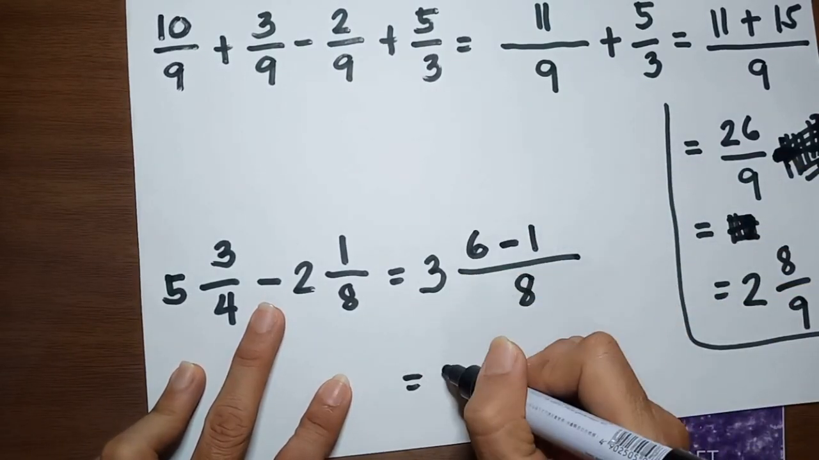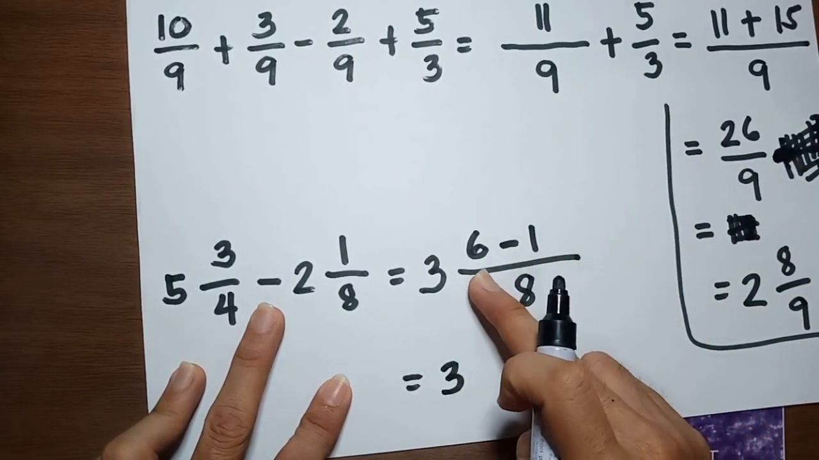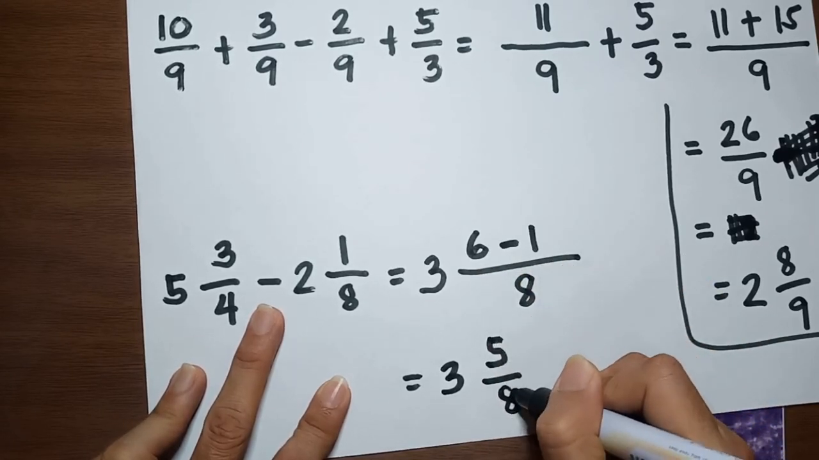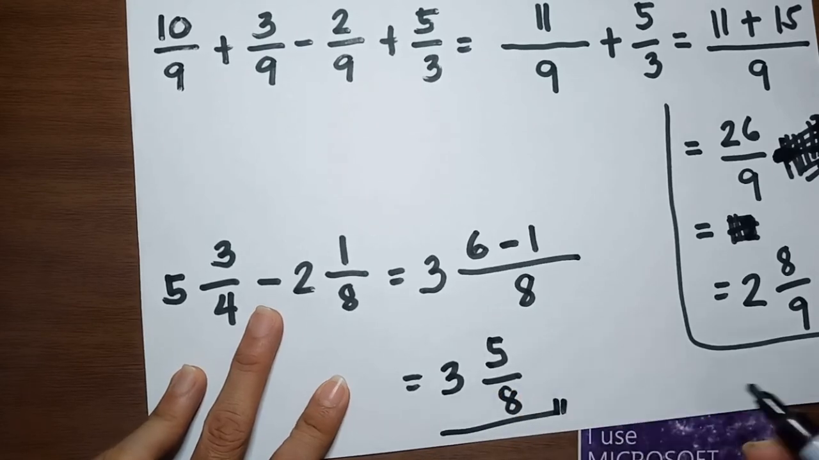So we copy 3, the whole number. Then 6 minus 1 is 5 over 8. So this is now the final answer.